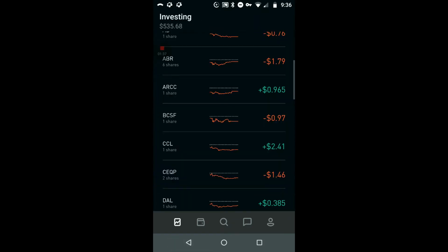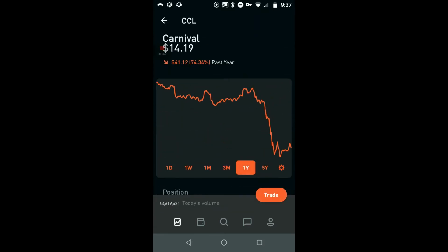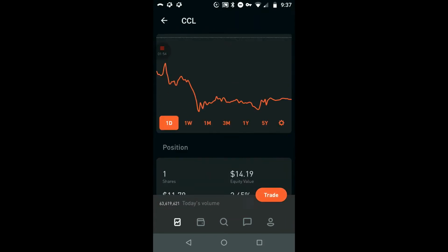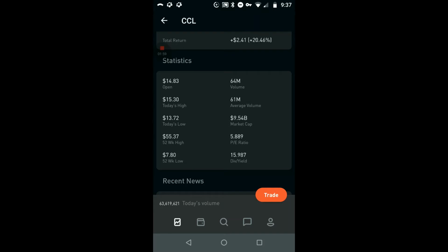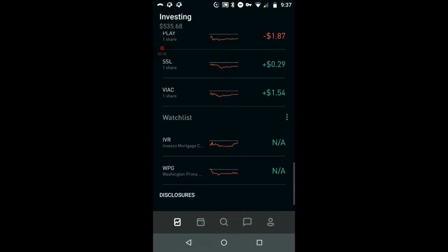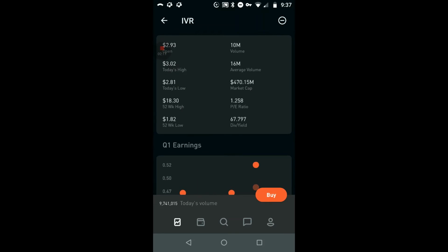As you see, let's see here, CCL. So we are down what? $14. So we'll go 40. This one might be one I'll keep because of that jump. But if you come down here and look at the dividend per dollar input, it's only 15.9% on the dividend yield for your buy-in. Whereas, if you remember back here with IVR, your buy-in is 67.79.